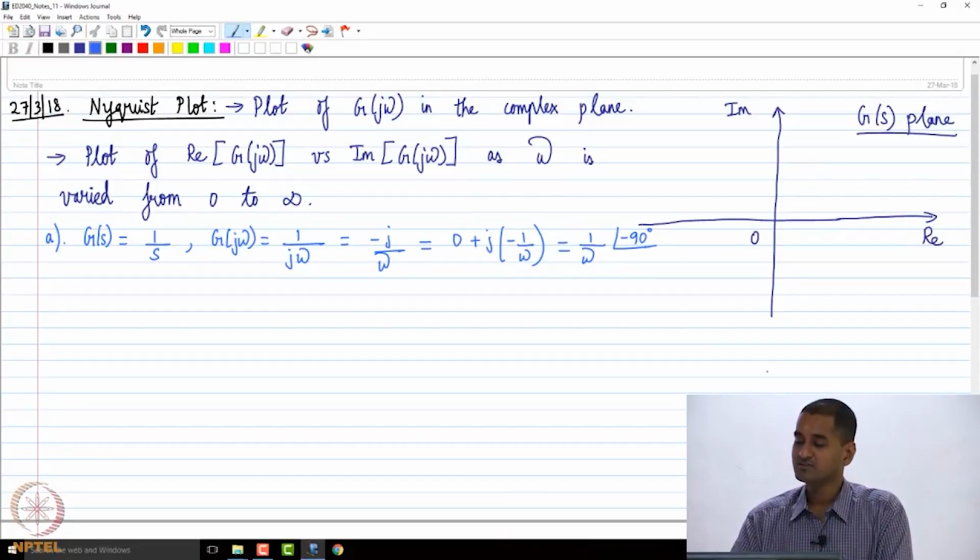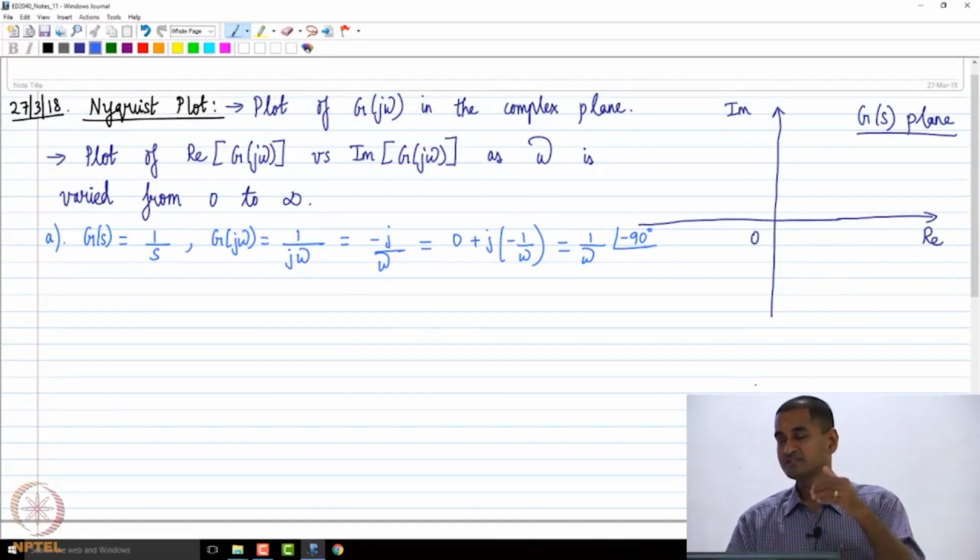So what will happen as omega starts from 0, where are we going to start from? So essentially I am going to start from minus j infinity, right? And as omega tends to infinity, where am I going to end up? I am going to end up at the origin, right? So that's what is going to happen.